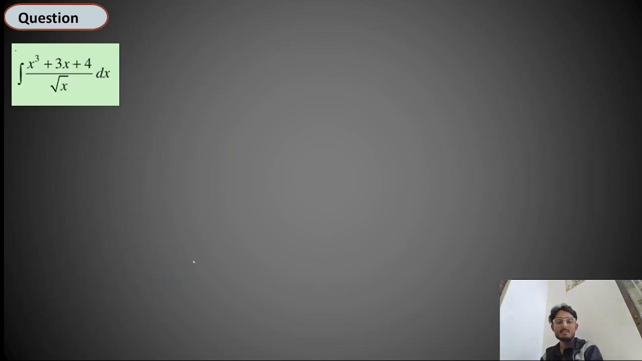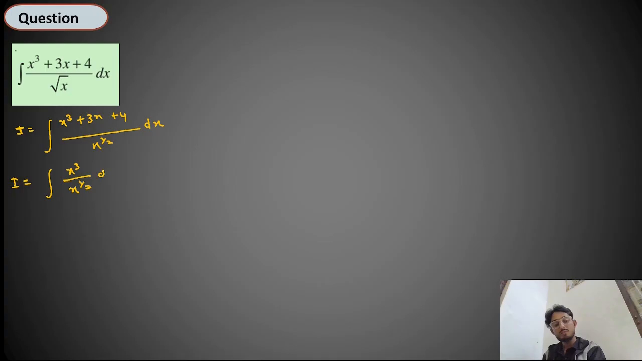Integral of (x cube + 3x + 4) upon root x. How can you solve this question? First of all, you write I equals the integral of (x cube + 3x + 4) upon root x, which means x to the power 1 by 2, dx. Now you can separate the terms: x cube upon x to the power 1 by 2 dx, plus 3x upon x to the power 1 by 2 dx, plus 4 upon x to the power 1 by 2.